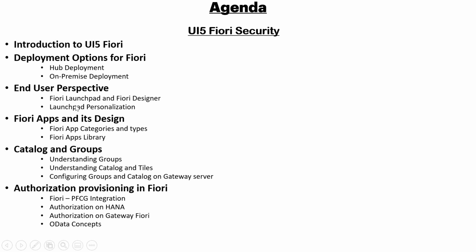We will talk about Launchpad, what the components are, and how and where the user can search for the apps, what apps are visible, and all those things in the end user perspective chapter. Then we will move into the types of apps, how they are designed, what the different types of apps available are, what the Fiori apps library is, and how we can leverage the information available in the Fiori apps library provided by SAP.